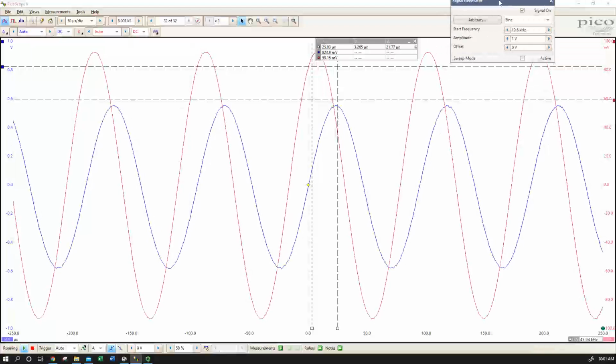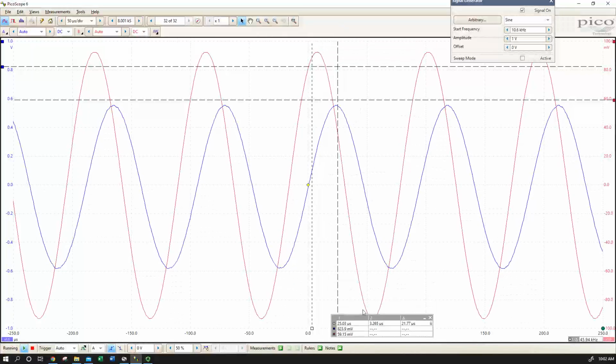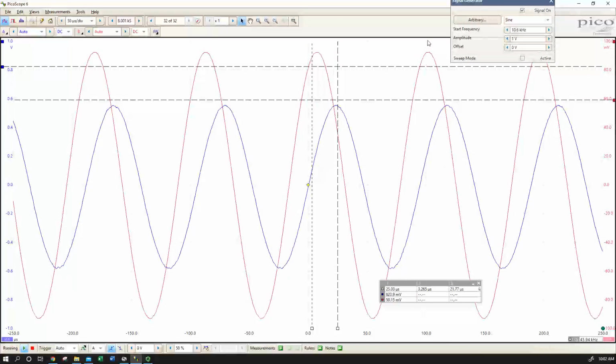Okay, 10.6. Trying to move things around so they're not all in the way. Okay, at 10.6 we're still net capacitive, so we're still kind of on one side of resonance, and we're just gonna visually look at the relative peak positions as we kind of creep up on resonance.